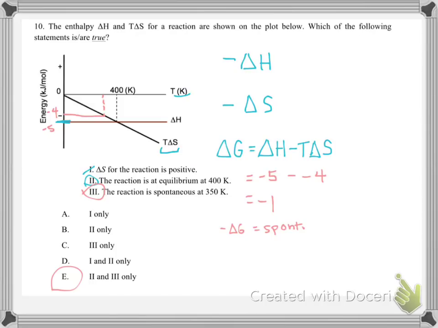And another way you could think about the third statement is, when you have a negative delta S that's unfavorable, we want to make it colder and colder to minimize that unfavorable contribution. And so this would be spontaneous at cooler temperatures. And we know that 400 is the cutoff, so any temperature below 400 Kelvin will be spontaneous.